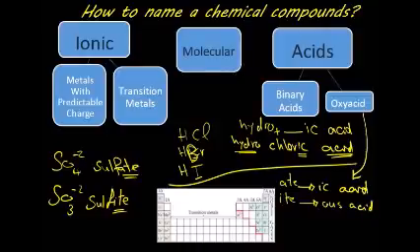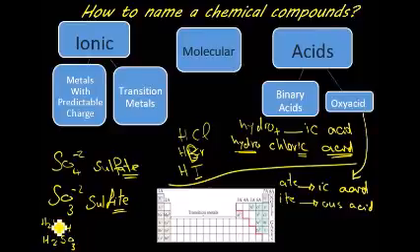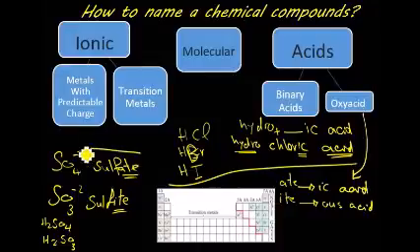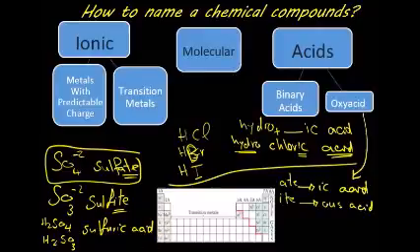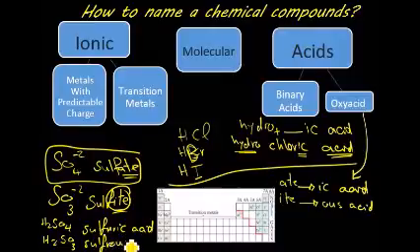So for that example, if we have H2SO4 and H2SO3, H2SO4 comes from the polyatomic ion SO4, which is the sulfate. So ending with ATE, we change it to IC, so that will be sulfuric acid. And the same for the other one ending with ITE, we change it to OUS acid, which is sulfurous acid. And that's how we name it.